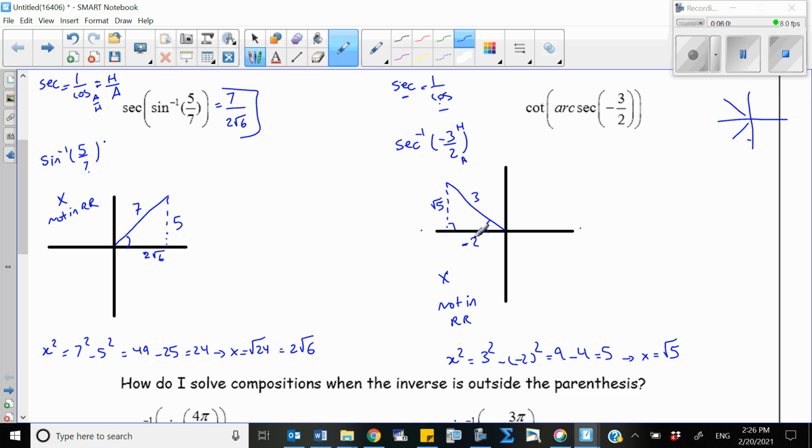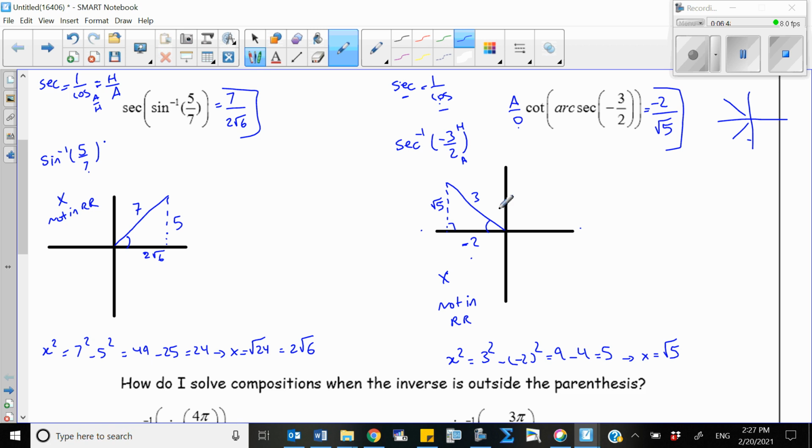And once again, we don't even have to find that because all I need here is cotangent, which is opposite over adjacent. If I have the opposite and adjacent side, then I'm done. Opposite side is root 5. Oh, I'm sorry. Cotangent was adjacent over opposite. So adjacent side is negative 2, and opposite side is root 5. So that's my answer.